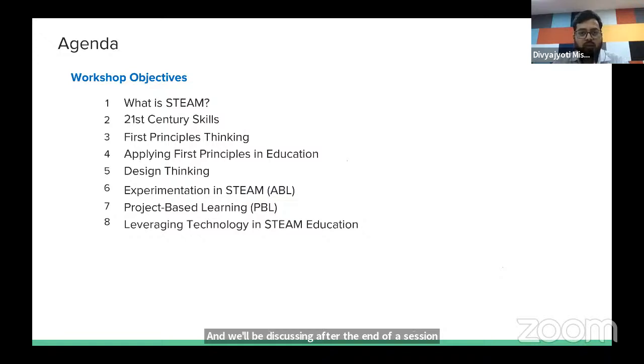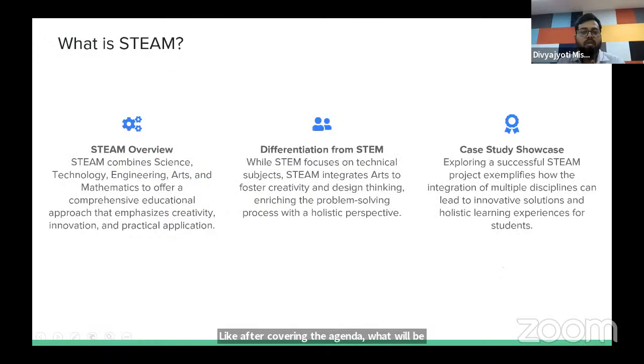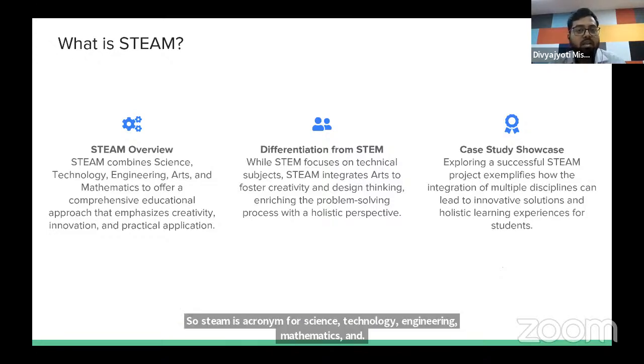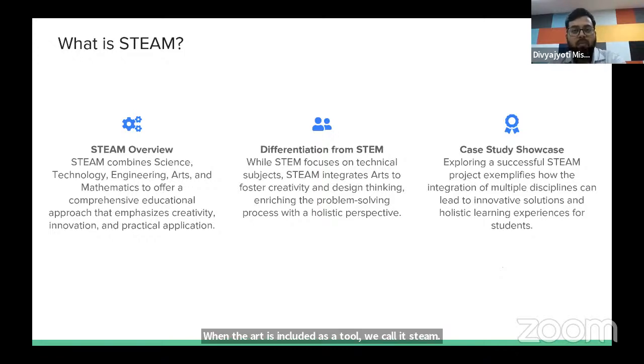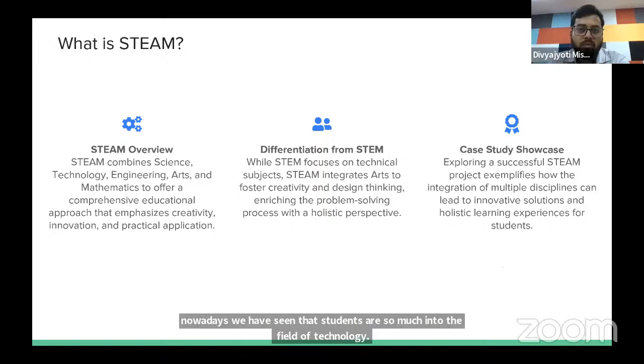Coming to the next part, after covering the agenda, we are going to discuss STEM or STEAM. STEAM is an acronym for science, technology, engineering, mathematics, and when art is included as a tool, we call it STEAM. Usually in school, science and mathematics run as part of an academic curriculum, right? But nowadays we have seen that students are so much into the field of technology. They have access to mobile phones and high-speed internet.